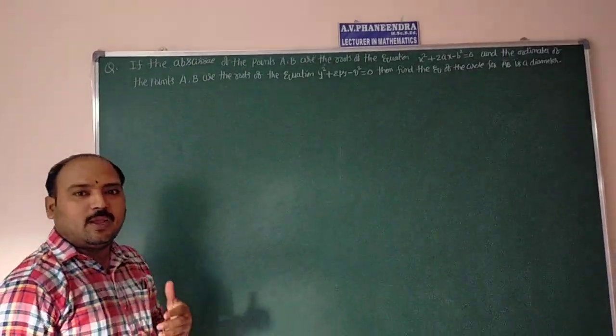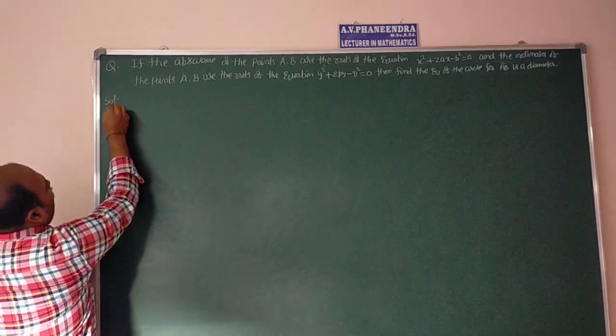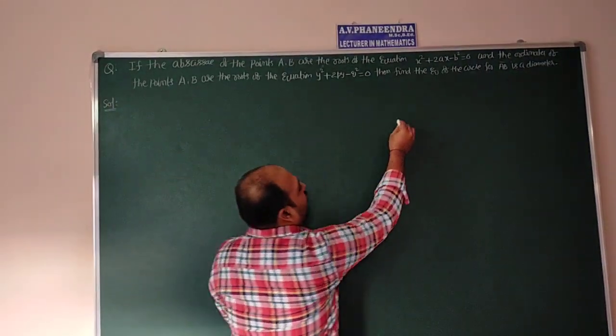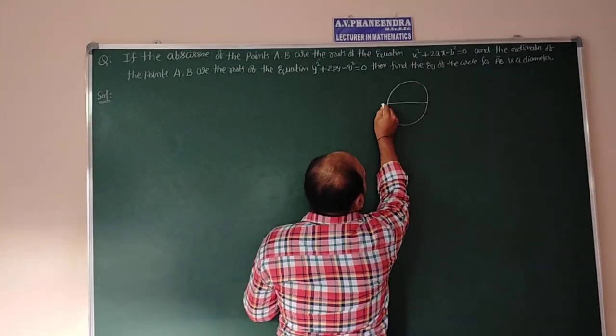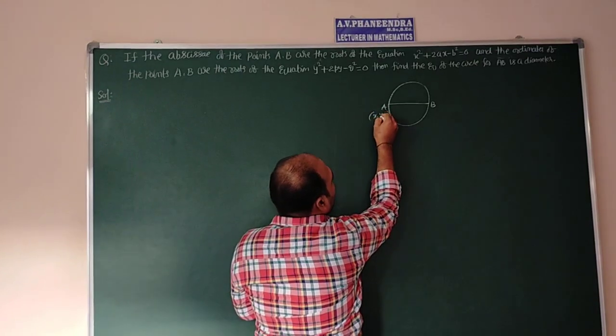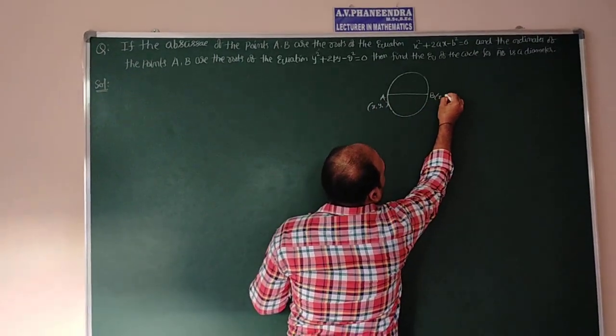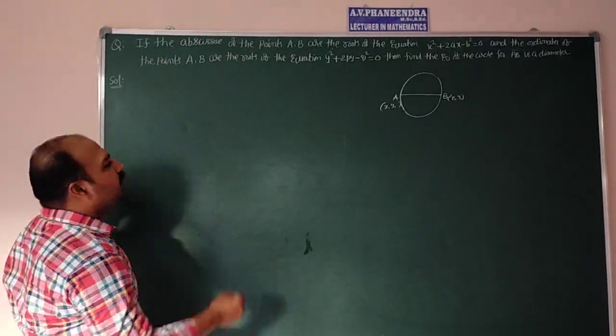So we know that AB is a diameter, and we need the equation of the circle. First, draw a rough diagram and mention what is A and what is B. A is (x1, y1), B is (x2, y2). First you have to write the equation of the circle in diametric form.